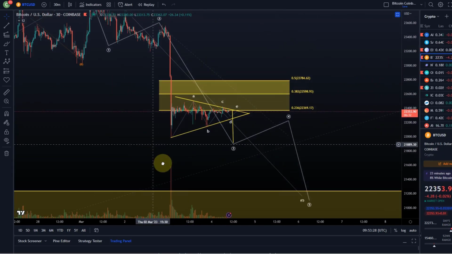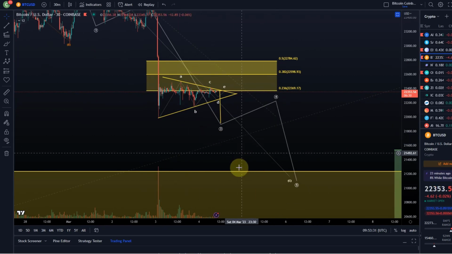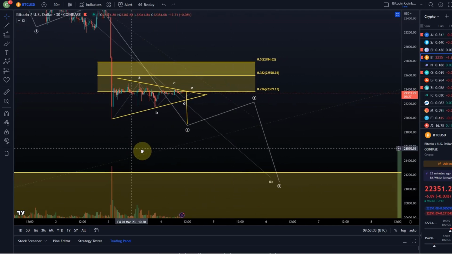So maybe I'm gonna leave it like that. But bear in mind, this is subject to change. This is just sort of an idea of a roadmap on a lower time frame.